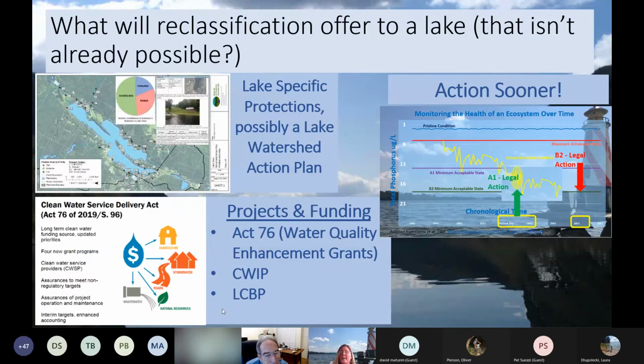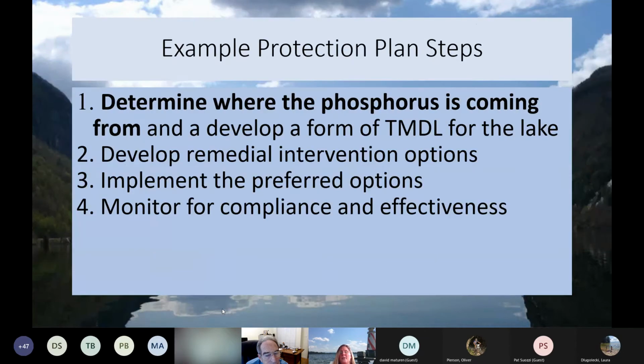The same argument could be made then, competing for funding for the Clean Water Initiative and Lake Champlain Basin Program funding. Here's an example of the steps that might make up a protection plan. First, we want to determine where the phosphorus is coming from, and maybe we'd want to figure out a form of total maximum daily load for the lake.